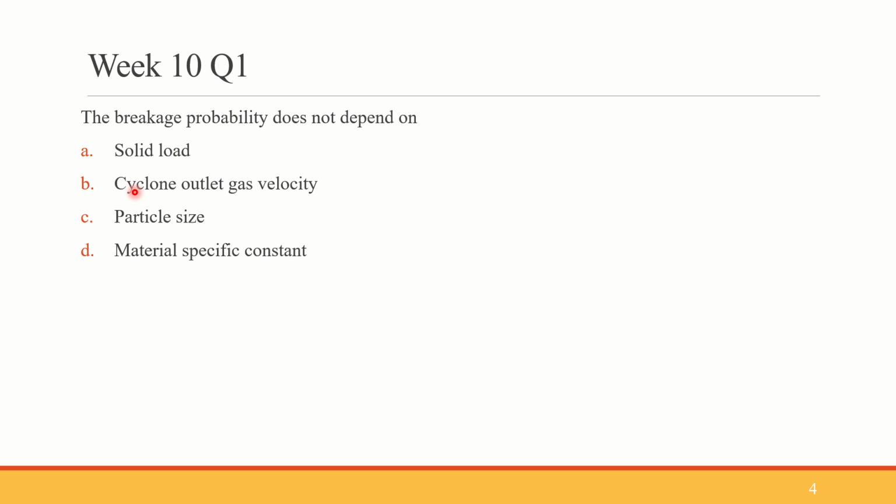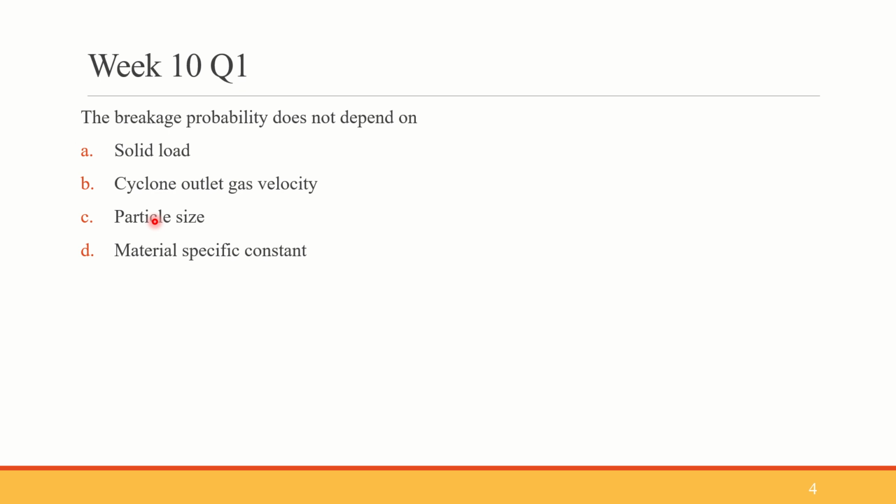Okay, so when we are talking about the breakage probability, it is mostly associated with the particle attrition happening inside the cyclone. What factors does breakage probability depend on? Cyclone inlet gas velocity, solid load, and cyclone outlet gas velocity. This is a false one, because it depends on cyclone inlet gas velocity but not cyclone outlet gas velocity. The third one, particle size, is true. And the last one, material specific constant, is also true. So the answer is option B.